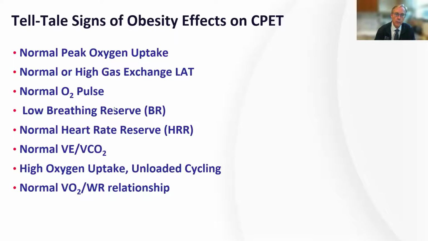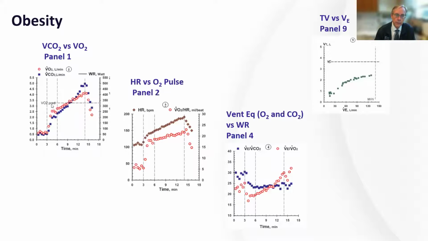AT is going to be normal. O2 pulse is high. Sometimes they do have a low breathing reserve. And the rest of the gas exchange looks fairly normal. And so we saw an example of this already with the unloaded cycling, a big jump in oxygen uptake. Normally, unloaded cycling should be about 500. This one, even at rest, is about 500 and goes up to about 2.5 liters.